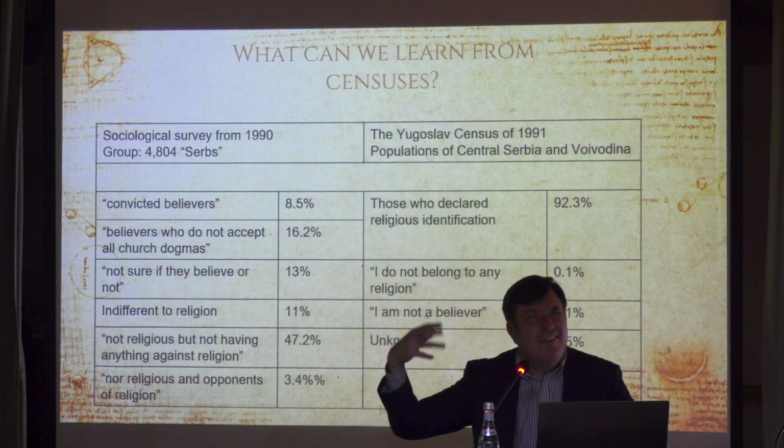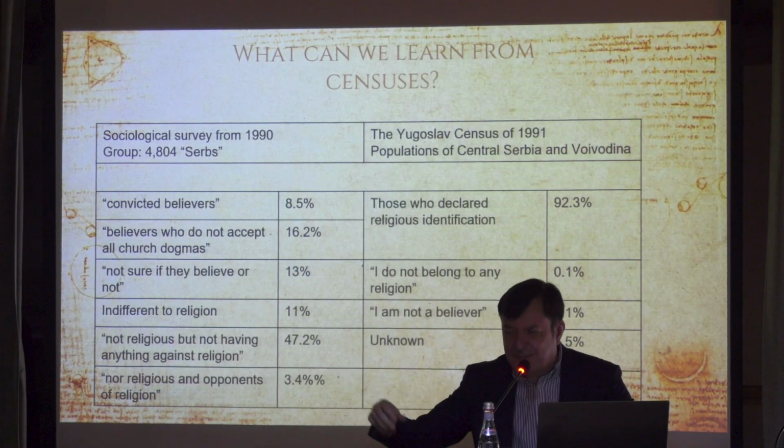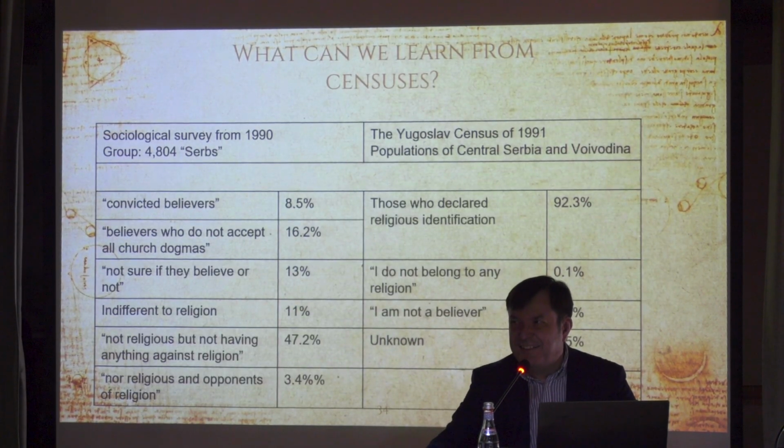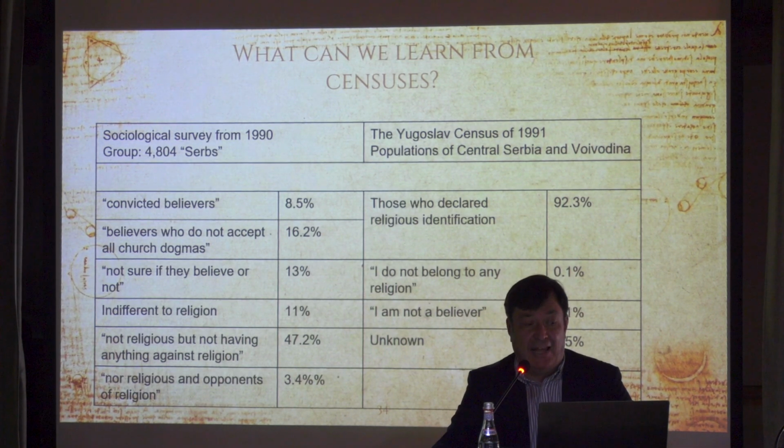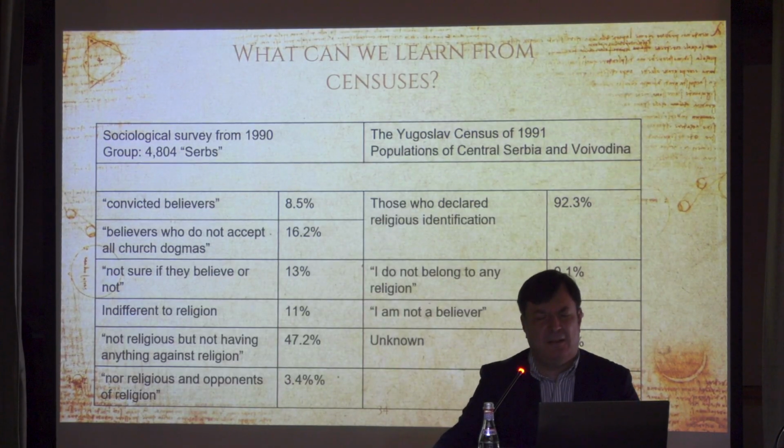This is, there is something like vampires, werewolves, or whatever. 13%. I'm indifferent to religion, 11%. I'm not religious, but I don't have anything against religion, 47.2%. And I'm not religious, and I'm an opponent of religion, 3.4%. So 7 times more of those who hate religion than atheists, because atheists were 0.5% in the same census.